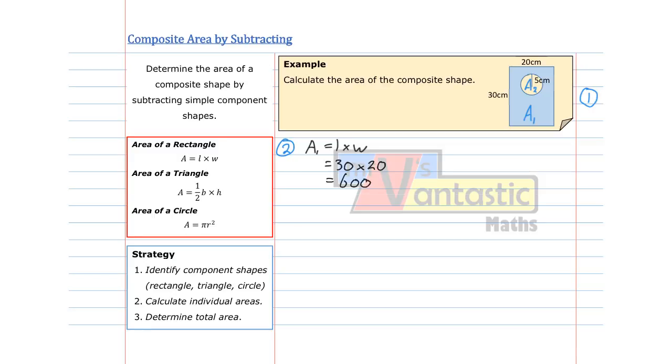Area 2 is a circle, and the rule for the area of a circle is pi r squared. The radius of this circle is given to us in the diagram. It is 5 centimeters. So we're going to have pi times 5 squared. And if we use our calculator, we can see that that is 78.54 square centimeters.